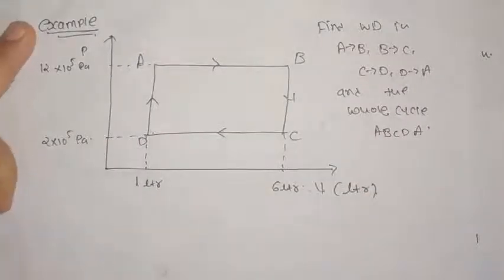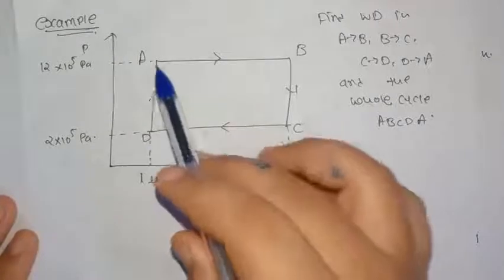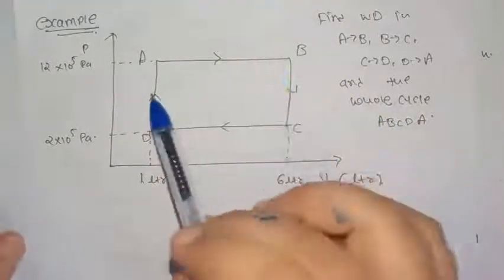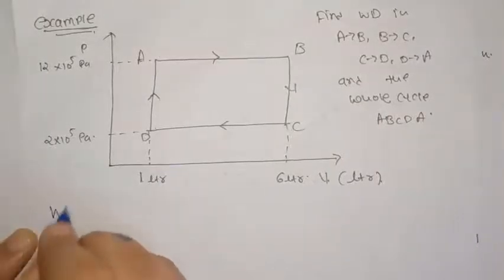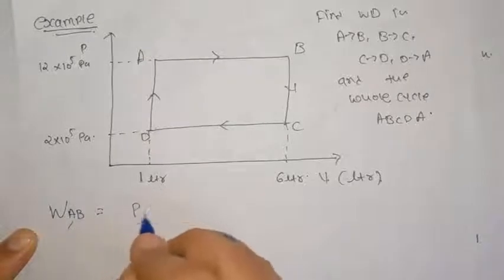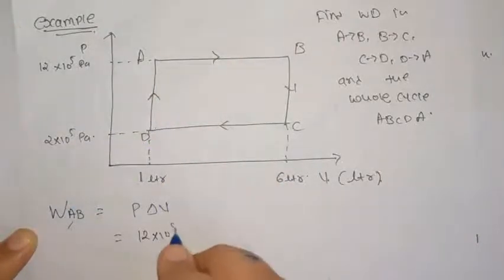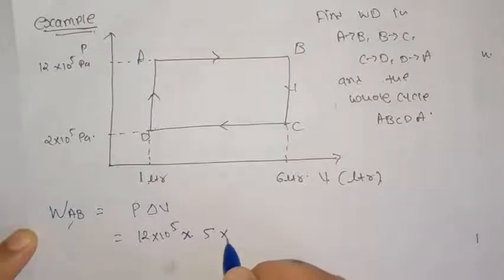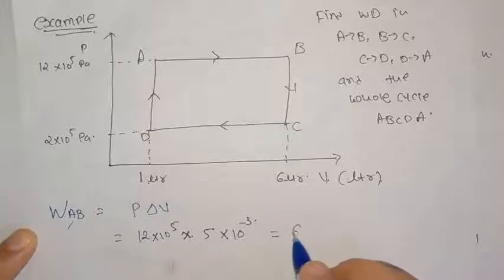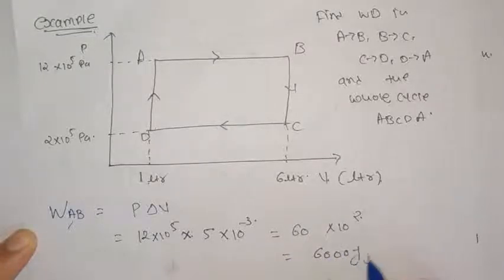In this example, a PV graph for cyclic process ABCD is given. We want to find the work done in process AB, in process BC, in process CD, and in process DA, first separately, and then we want to find the work done in whole cyclic process ABCDA. So first let us start with the work done in process AB. The work done is P delta V. So we can write pressure from A to B is constant, that is 12 into 10 power 5 Pascal, and delta V is 6 liter minus 1 liter, that is 5 liter, converting it into meter cube, 5 into 10 power minus 3. So this will give us 6000 joule.